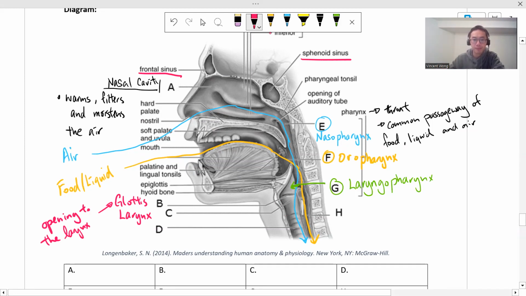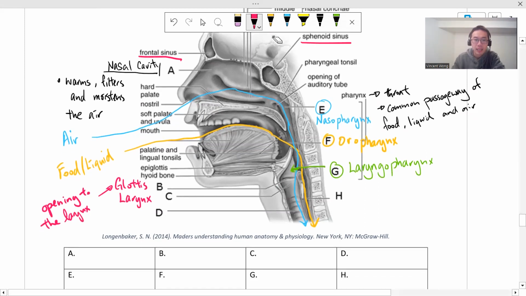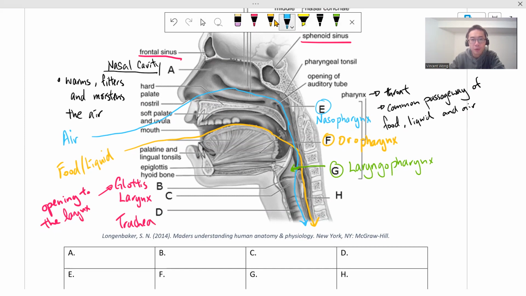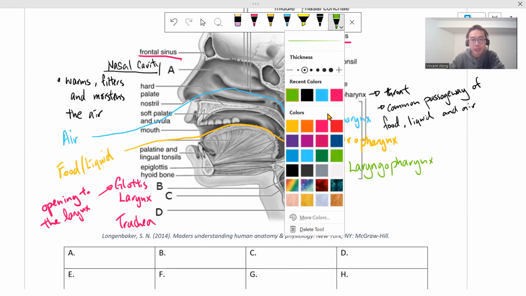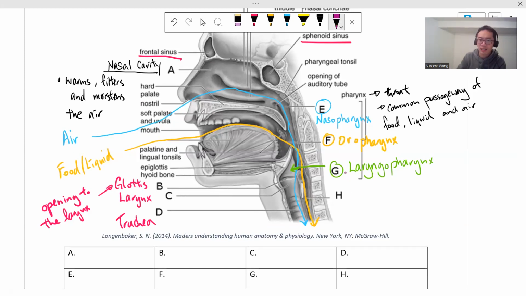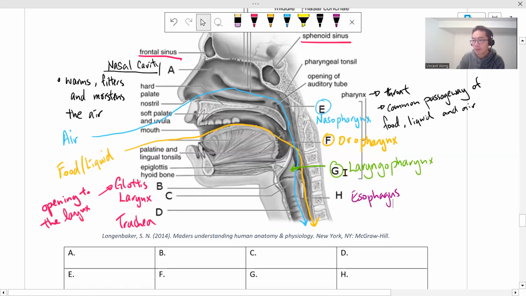And then D is the trachea. The trachea. As far as the food goes, running out of color here, it's going to go down the tube behind the trachea. Anybody know what that's called? What's the tube that takes the food down? Esophagus? That is right. That is the esophagus.